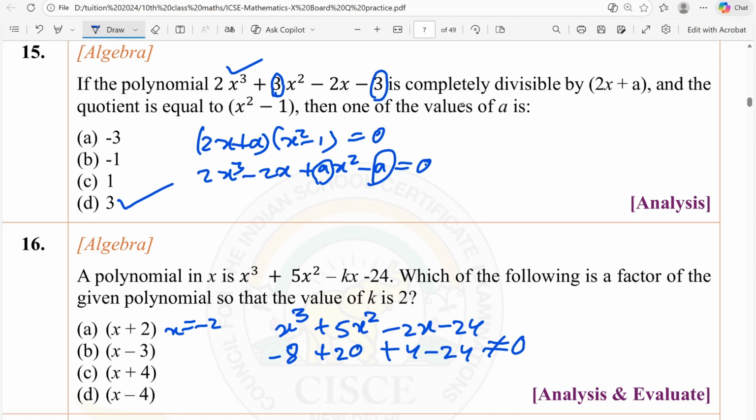Next, see x plus 4 equal to 0, then x equal to minus 4. See this one. This is wrong.